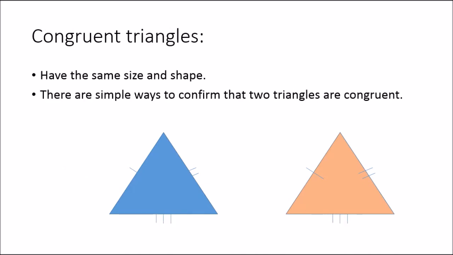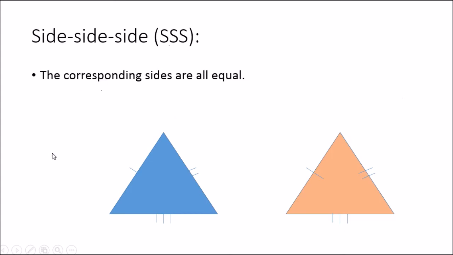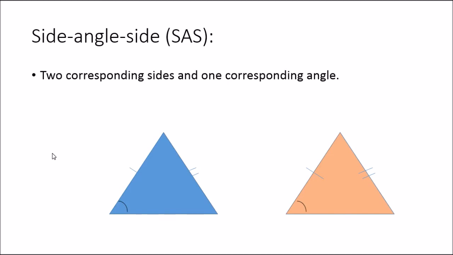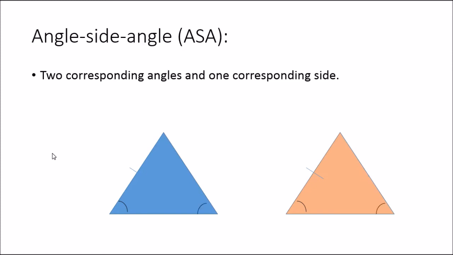Okay, the first simple way to determine that triangles are congruent is what we call side, side, side, and it's just when all the corresponding sides of a triangle are equal. And if all the corresponding sides are equal, all the corresponding angles must be equal as well, so the triangles are identical. The next one is side, angle, side. Two corresponding sides and one corresponding angle. Again, through trigonometry, we could calculate everything else and show that the triangles were completely the same. Angle, side, angle. Two corresponding angles and one corresponding side. Also allows us to confirm that they're congruent.